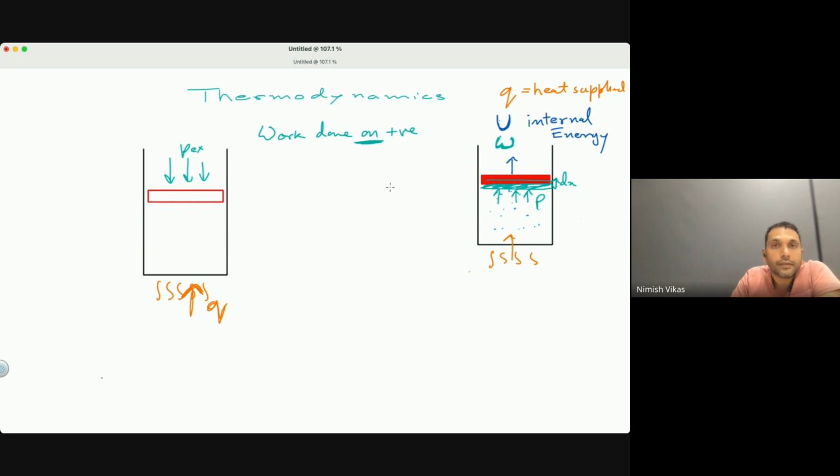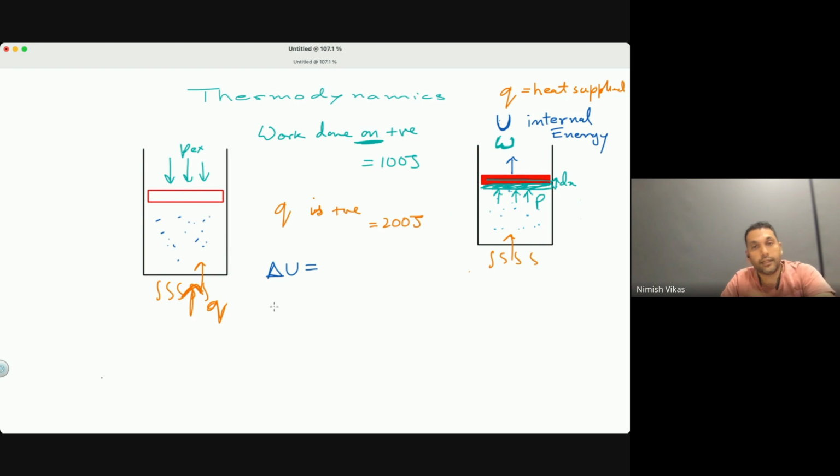Okay. So there is some work done on the system. Let's assume that 100 joules of work has been done on the system. Similarly, heat is given, so Q is positive. Heat is given into the system. So let's assume 200 joules of heat was given into the system. Okay. So this much energy is given, 100 as work and 200 as heat. So what is going to happen to the internal energy, people? What is going to happen to the internal energy? Internal energy is going to rise, right? Rise in internal energy. Okay.